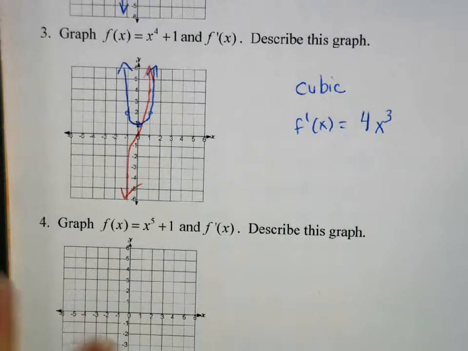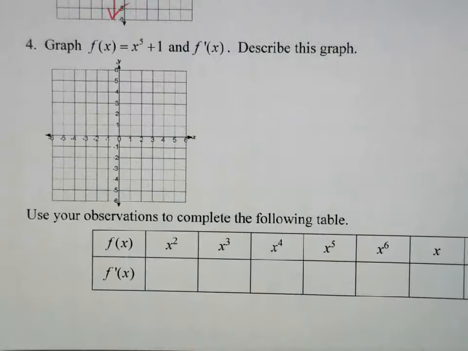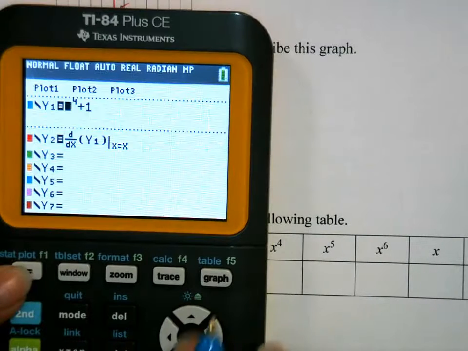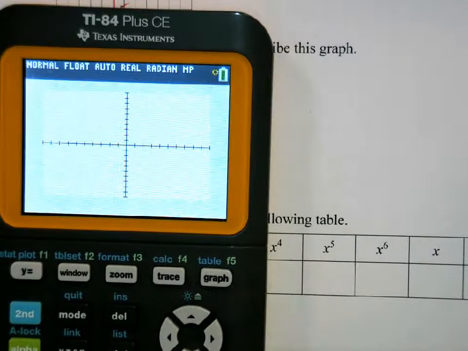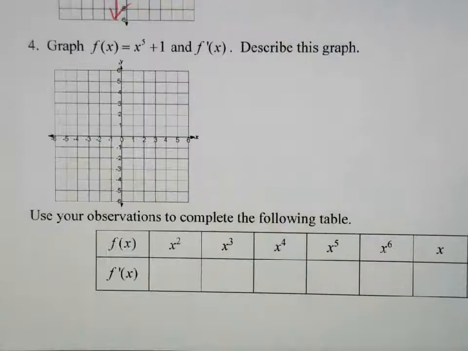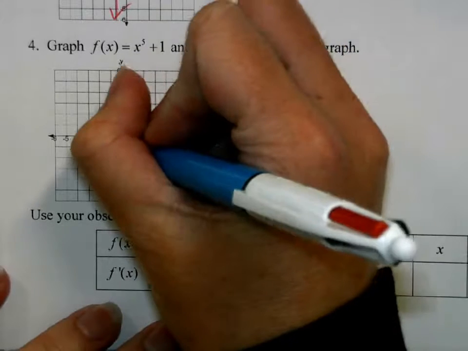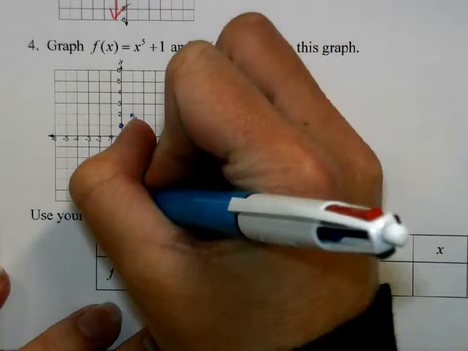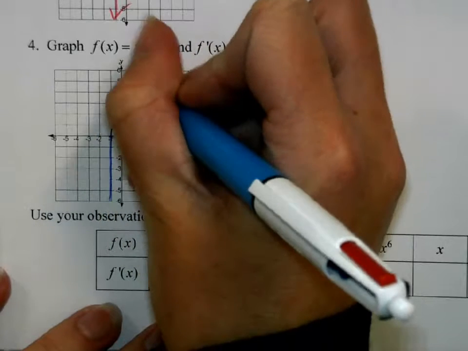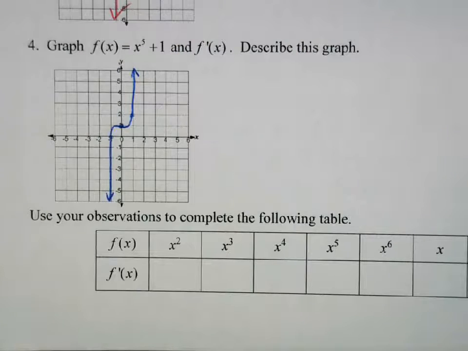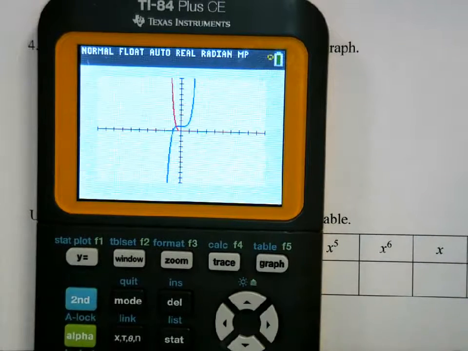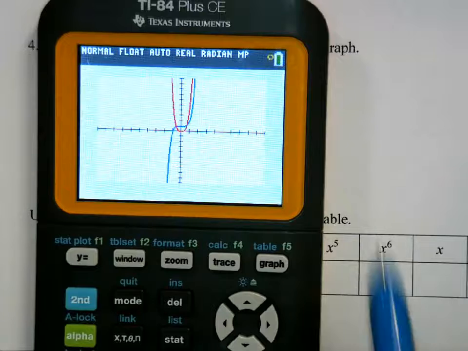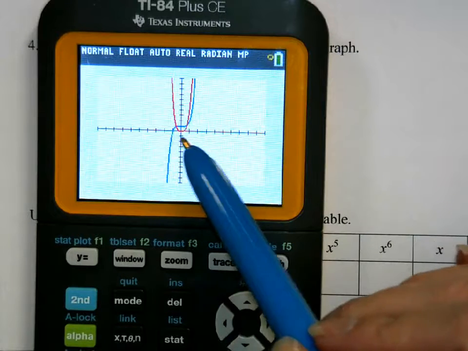Let's see if it holds up for x to the fifth. Okay, x to the fifth. Our graph is going to look kind of like a cubic function, but levels off there. It goes up here, levels off. Okay, its derivative kind of looks like a parabola, but it's a little bit flat here to be a parabola.